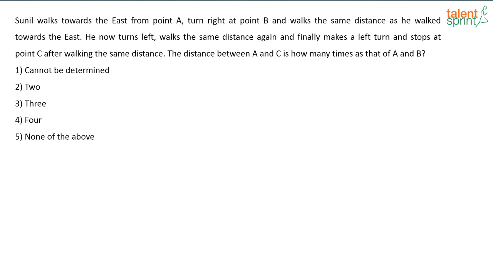Sunil walks towards the east from point A, turns right at point B and walks the same distance as he walked towards east. He now turns left, walks the same distance again, finally makes a left turn and stops at point C after walking the same distance. The distance between A and C is how many times as that of A and B?